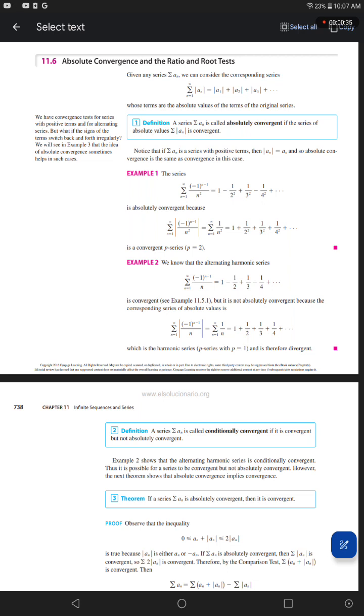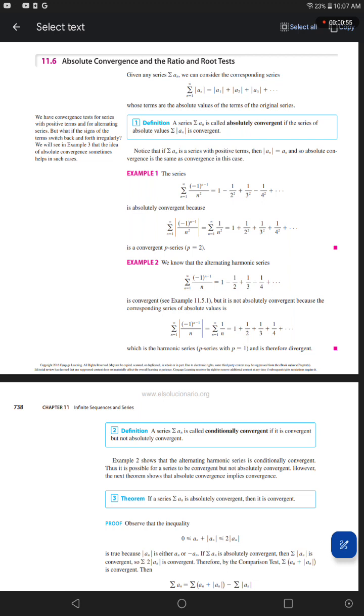Sidebar: we have convergence tests for series with positive terms and for alternating series, but what if the signs of the terms switch back and forth irregularly? We will see in example 3 that the idea of absolute convergence sometimes helps in such cases.